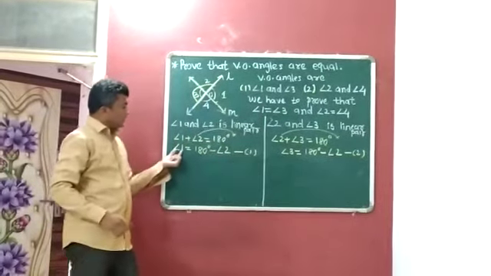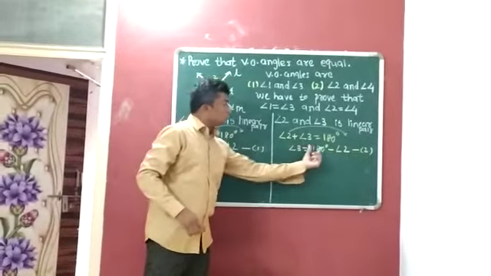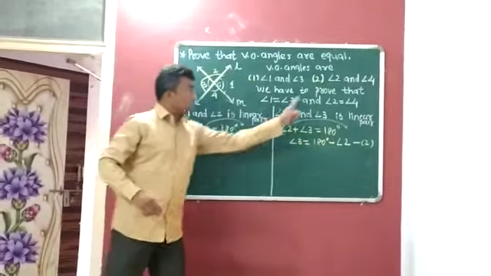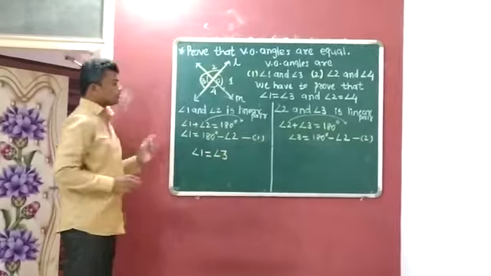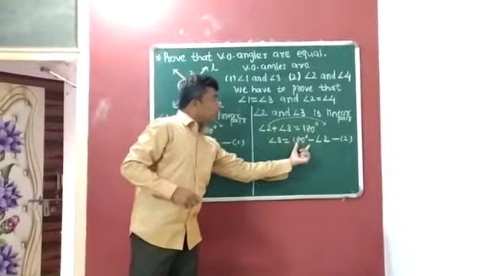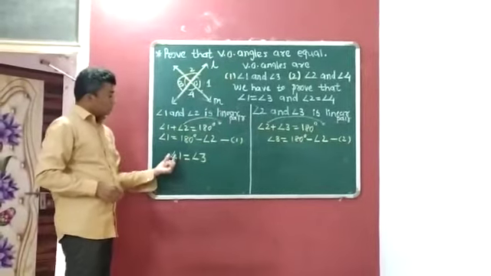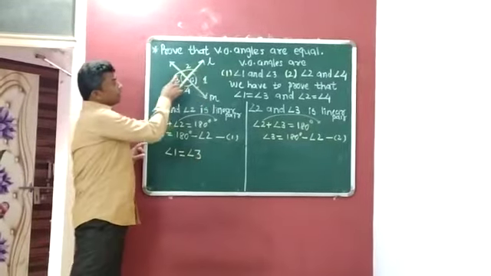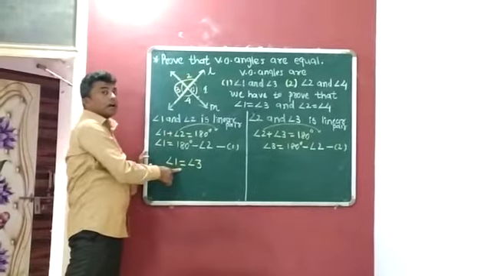See, in equation 1, angle 1 is equal to 180 degrees minus angle 2. Angle 3 is also equal to 180 degrees minus angle 2. Ultimately, according to equation 1 and equation 2, angle 1 is equal to angle 3. So angle 1 and angle 3 both are the same. Angle 1 and angle 3 are vertically opposite angles and we proved that they are equal.